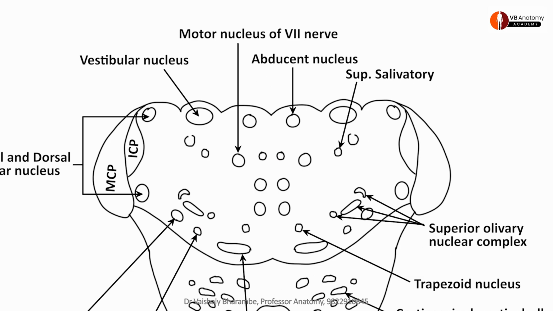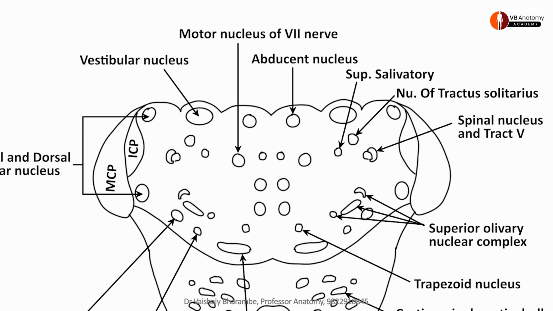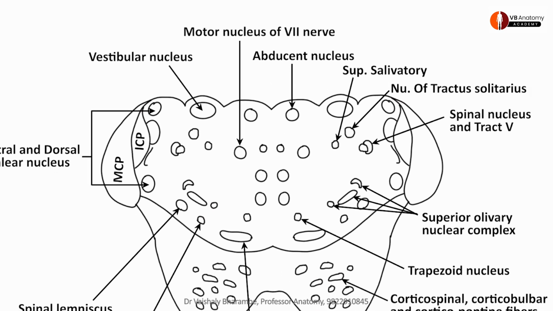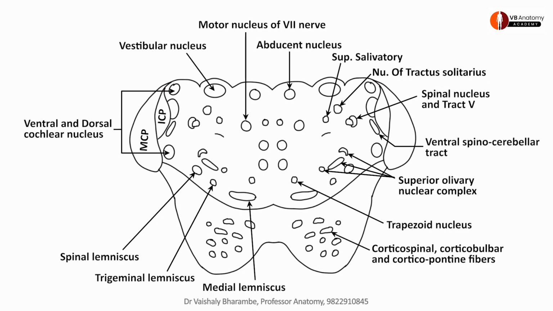Further lateral to that, the nucleus of tractus solitarius and the spinal tract and nucleus of trigeminal nerve. The ventral spinocerebellar tract and the central tegmental tract. There. That completes your basic diagram of section of Pons.